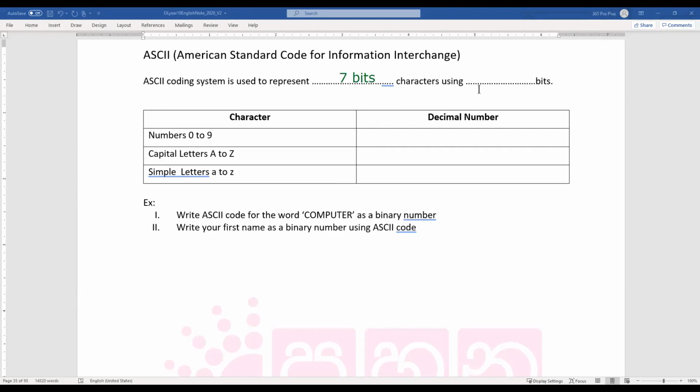So it uses 7 bits to represent, and the number of characters you can represent is 128. So in ASCII, you have 128 characters using 7 bits.